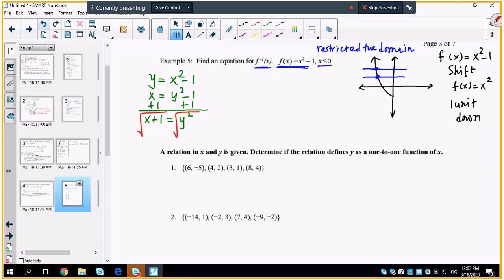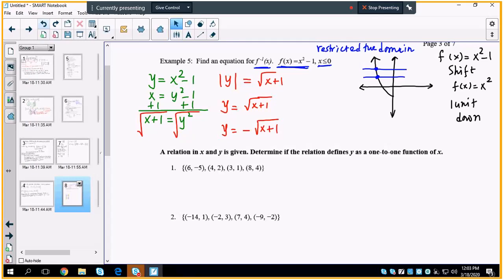Remember, the square root of y squared is the absolute value of y, and I will get the square root of x plus 1. So I get two solutions: y equals the square root of x plus 1, or y equals negative square root of x plus 1. Which one is my right inverse function? The correct inverse function will be which one of these two?